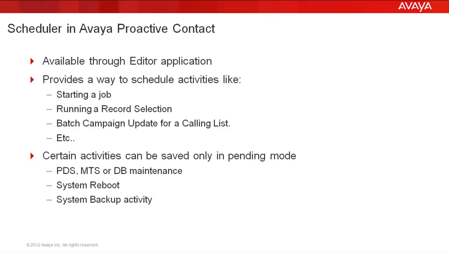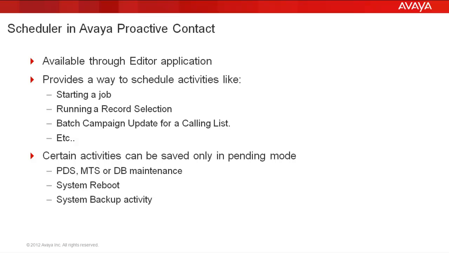because there is a risk of them colliding with the system operations and bringing the services down. And hence, they are not available in the list of the activities that you can schedule in the active mode. Instead, you have to save them in pending mode first, and then after a midnight maintenance cycle, they become active. These are activities like the PDS, MTS, or DB maintenance cycles, system reboot or system backup activities, etc.